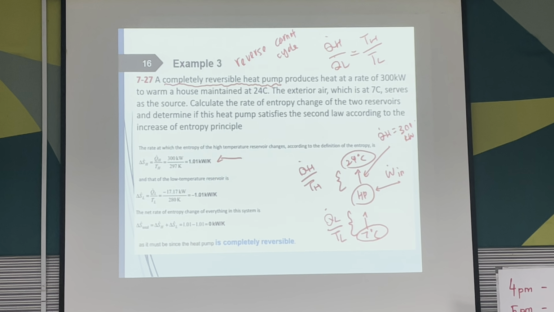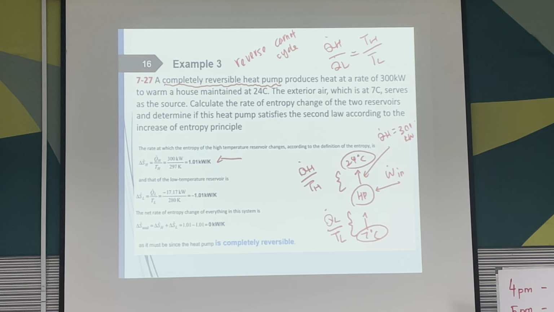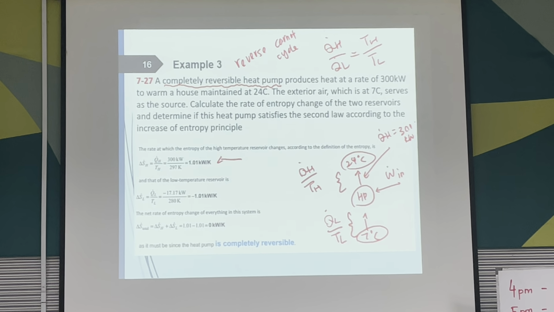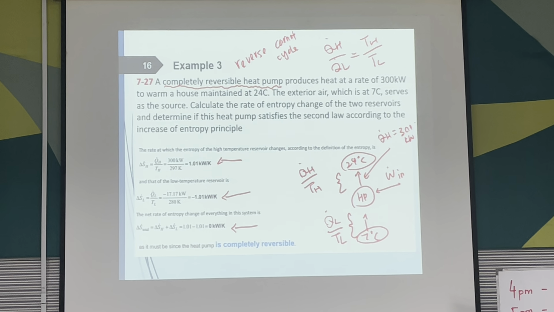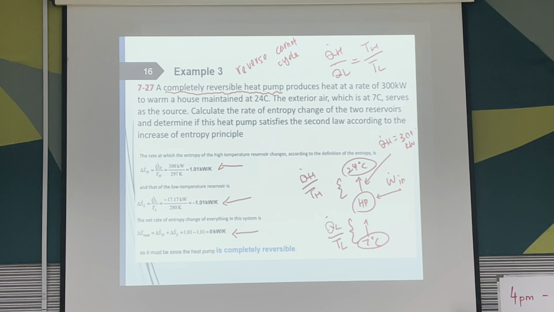Because this is a reversible heat pump. So if it is reversible, then meaning the ratio is the same. So based on this, you can get the QL value. So once you get the QL value, then you calculate QL over TL. And now you can see that they are the same value. So when you find the total entropy change, you will get 0. So what does 0 mean? It means that this heat pump is completely reversible.